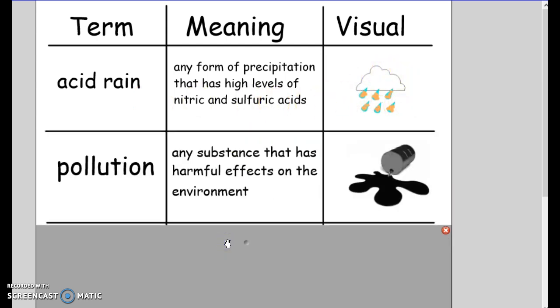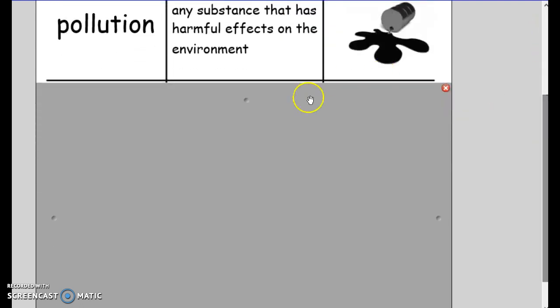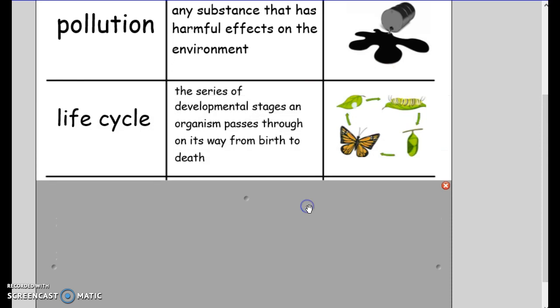Pollution. Pollution is any substance that has harmful effects on the environment. Life cycle. Life cycle, the series of developmental stages an organism passes through on its way from birth to death. You might remember this from 2nd grade when you learned about the life cycle of a butterfly.